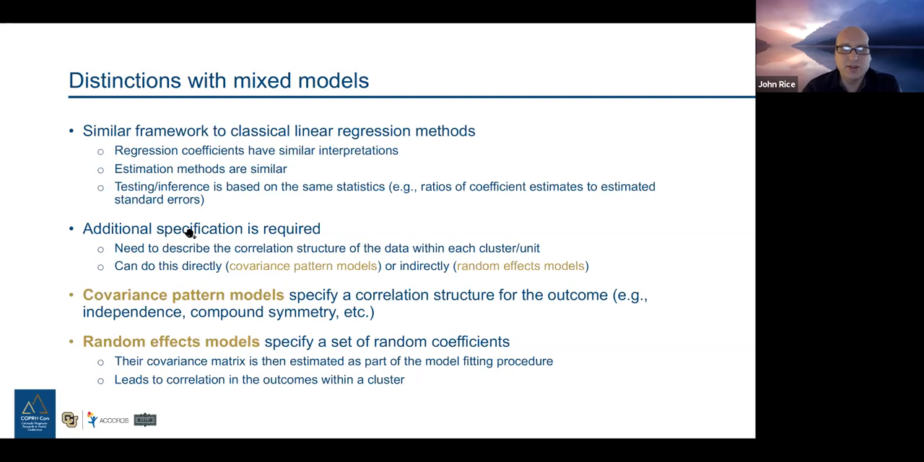What's different or what's new is that you need to additionally specify the correlation structure of your data. And you can do that either directly. So this would be a covariance pattern model where you specify structures for that epsilon, that vector in the equation on the previous slide, or indirectly through a random effects model. And that's specifying that Zb term in the equation on the previous slide.